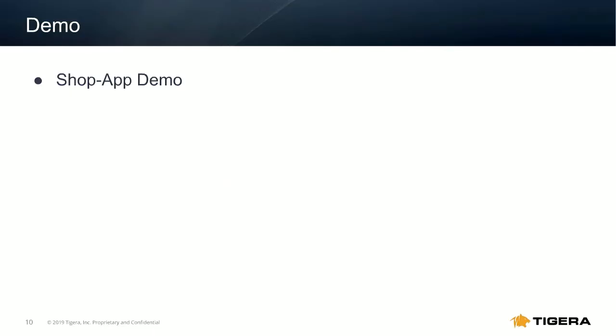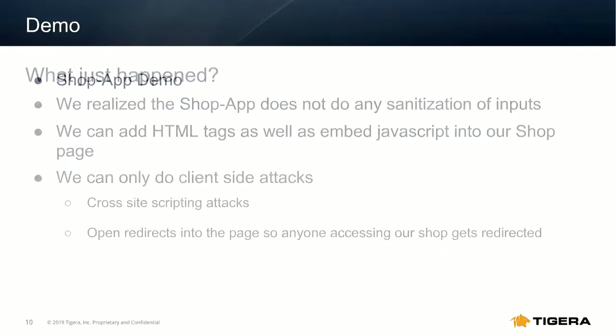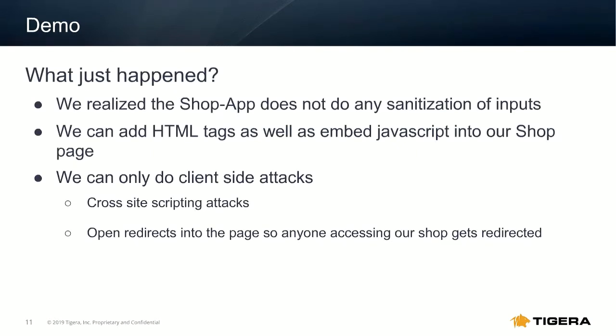So let's head back to the slide for now, and let's review what we just did. What happened? The shop app does not do any sanitization of the inputs. We can add HTML tags as well as embed JavaScript into our shop page. Since the payload only gets reflected back to the user, we essentially have only client-side related attacks. In the demo, I showed you how you can put in a basic cross-site scripting attack and then a redirect. Now let's take a look at the View app.